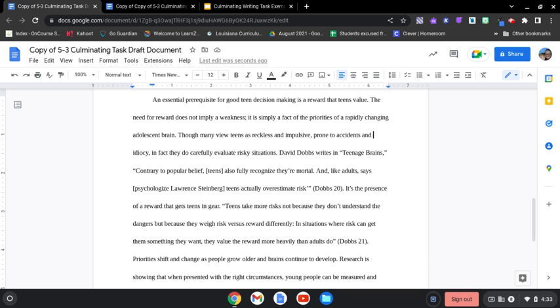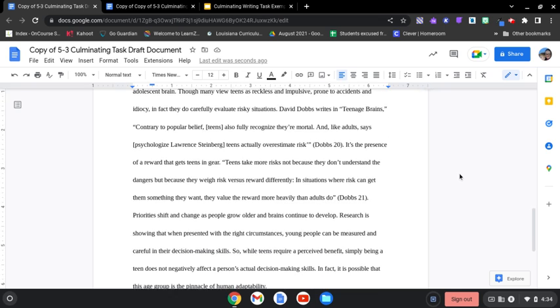It's the presence of a reward that gets teens in gear. Teens take more risks not because they don't understand the dangers, but because they weigh risk versus reward differently. In situations where risk can get them something they want, they value the reward more heavily than adults do. Priorities shift and change as people grow older and brains continue to develop.